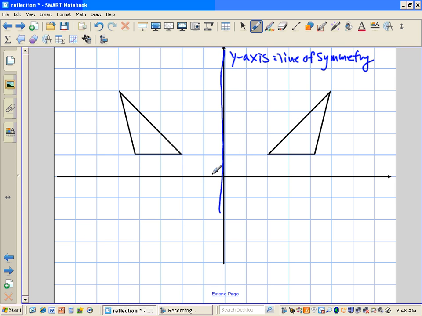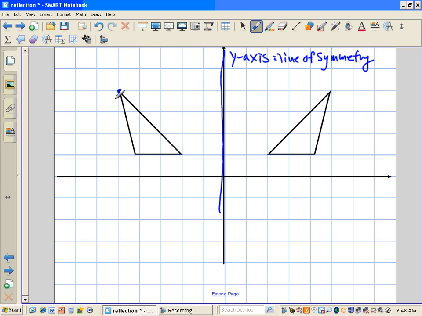So if I could fold my computer screen in half along the y-axis, then this triangle would match up with that triangle, and we would have two congruent triangles. They've been reflected. We can go either way, since we've been going left to right. That sort of seems logical.